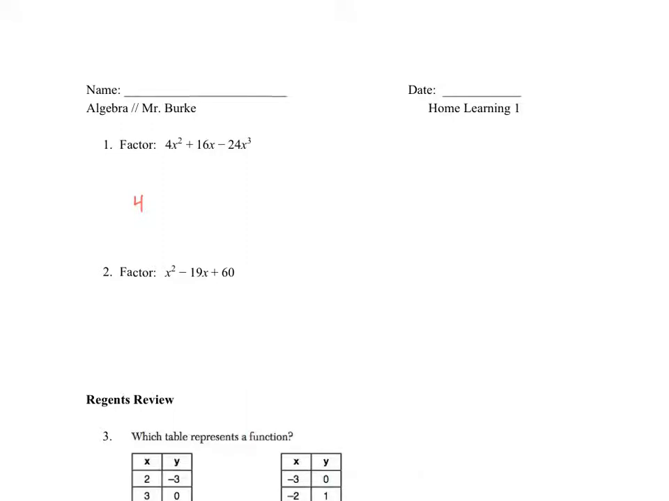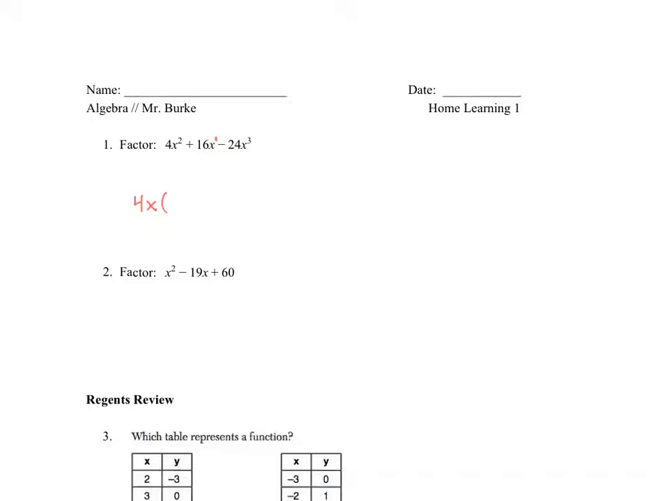Now I look for variables, and I notice that I've got an x here, so I'm going to check the other terms to make sure that they all have an x. Sure enough, they do. And so in order to determine which one is my greatest common factor, remember we're going to look for the smallest exponent. So remember that has an exponent of 1 right there. So my smallest exponent is 1. So x to the first is my greatest common factor.